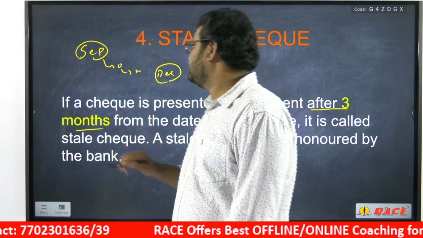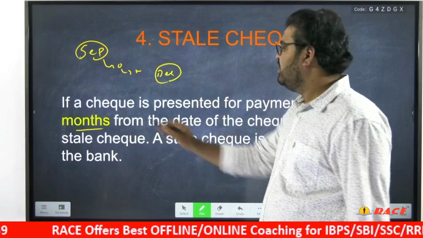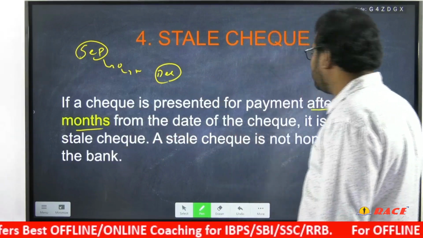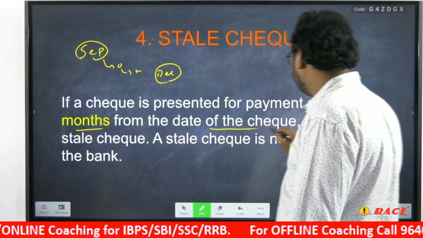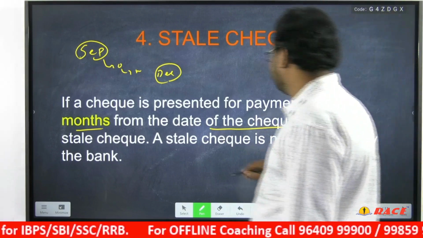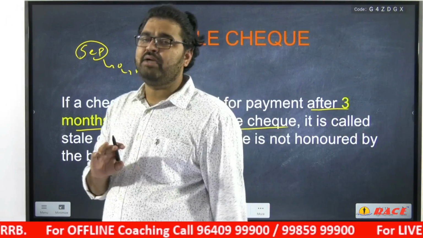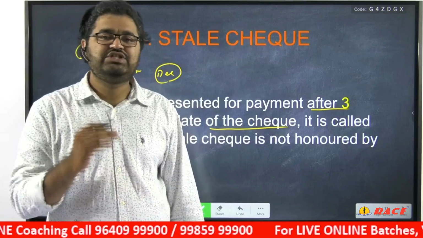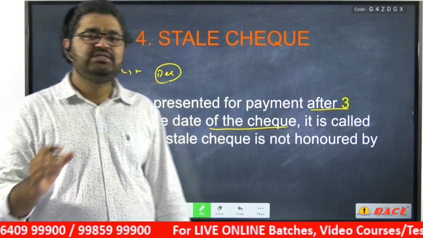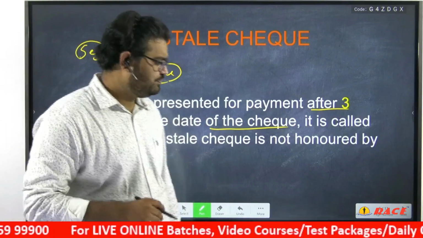This is what this statement says exactly. If a check is presented for payment after 3 months from the date of the check, it is called a stale check. A stale check is not honored by the bank. It means the validity of the check has expired. Hence it is called a stale check.